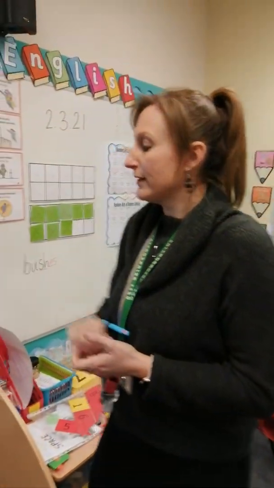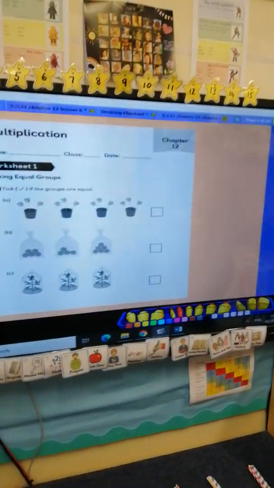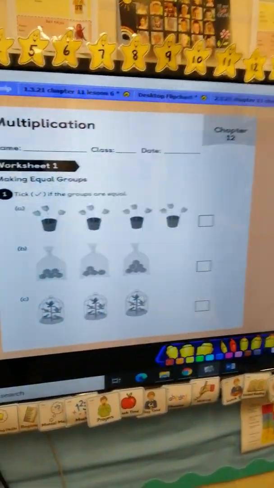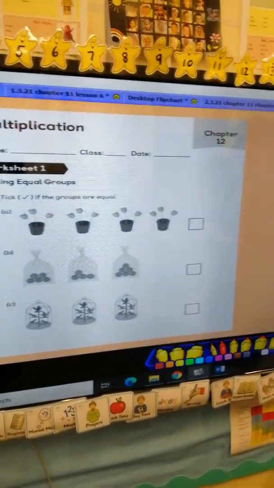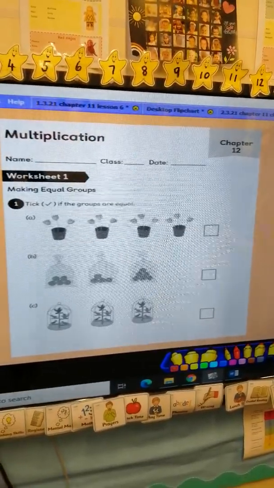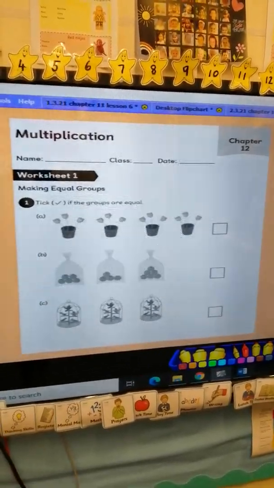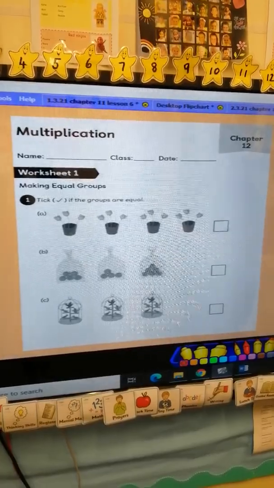Now what you're going to have a go at doing today is going into your Maths No Problem book, you're going to tick, are the groups equal or are the groups not equal? Okay, if you like to challenge yourself, you could try and add up how many items there are all together. Okay, look forward to seeing your work on tapestry later.